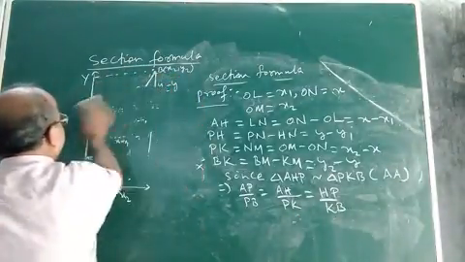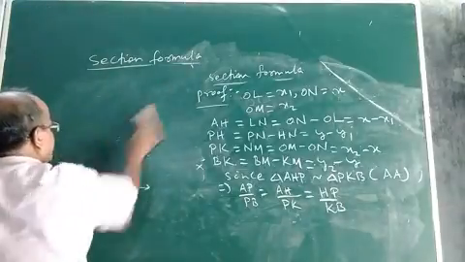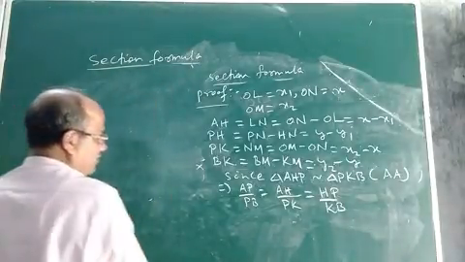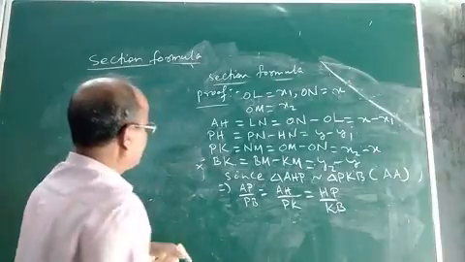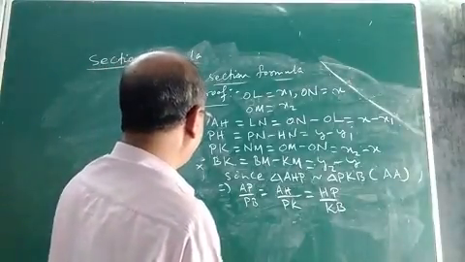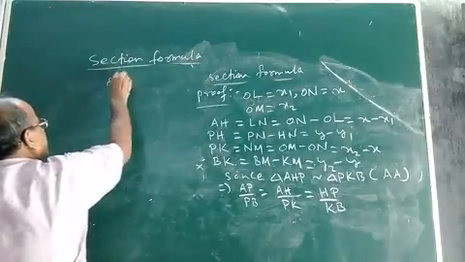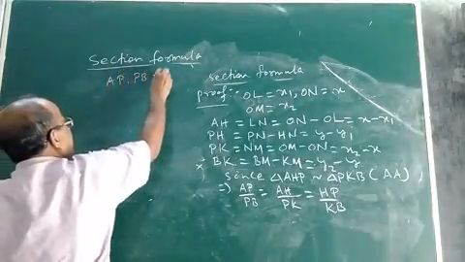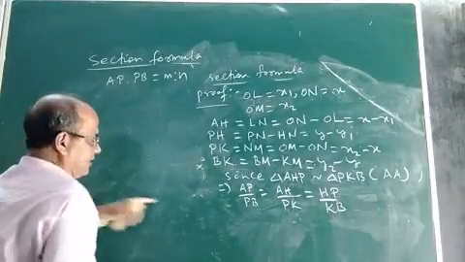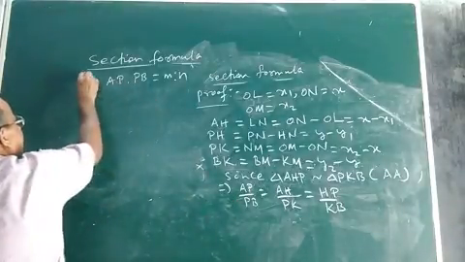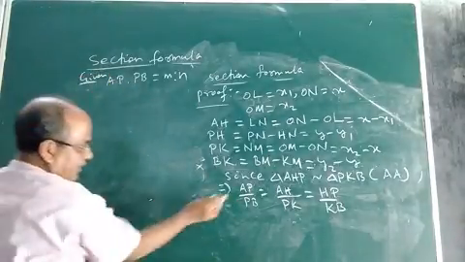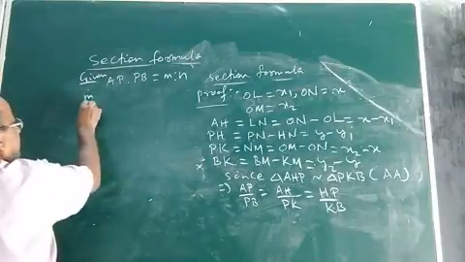Now I am putting the values. What is the value of AP by PB? We know that AP is to PB is given as m is to n. So AP by PB will be equal to m by n.